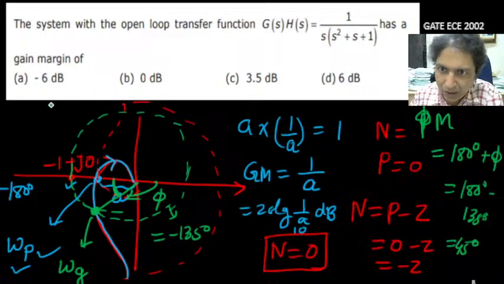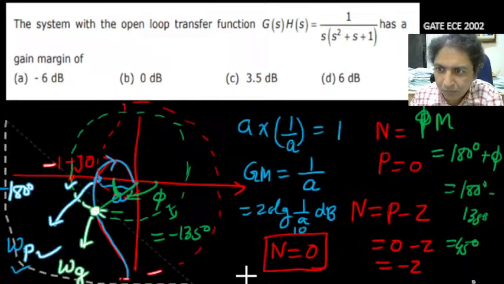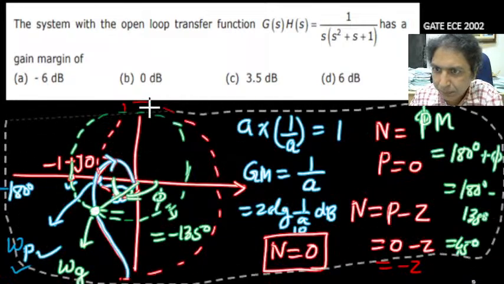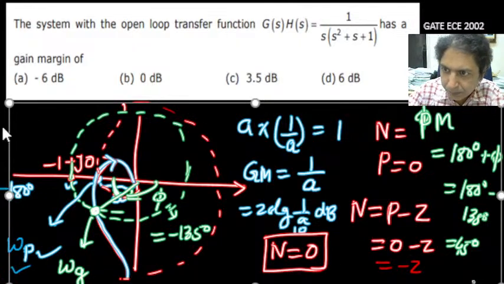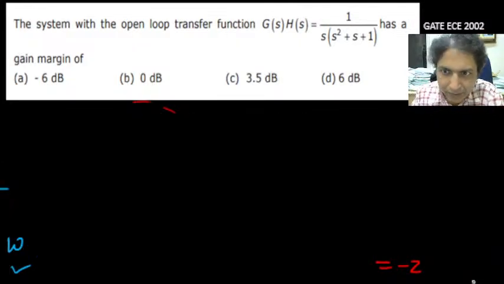So how to attack this one? So I need to erase this part. Okay, now can you solve this one? How to solve it?